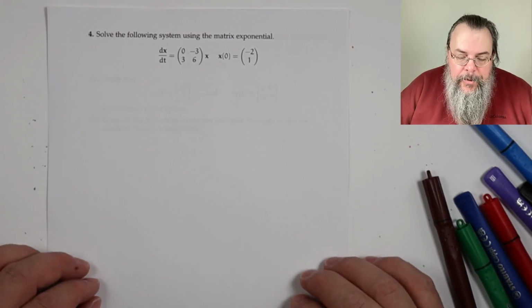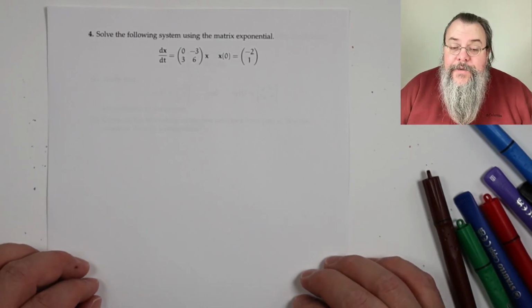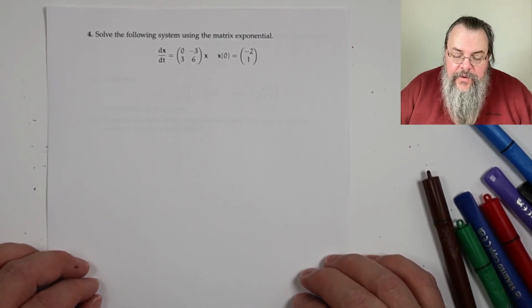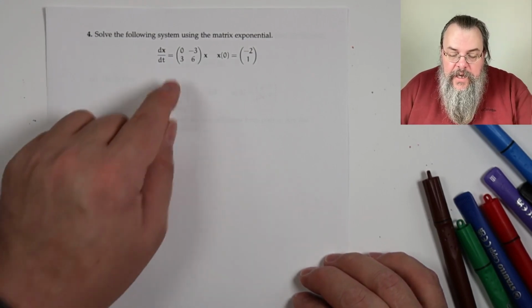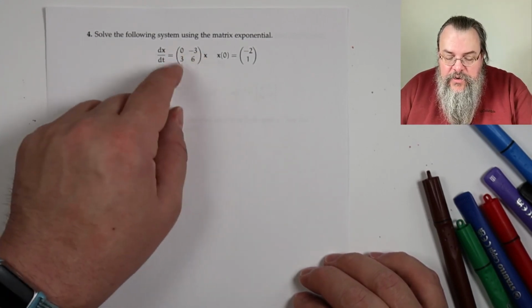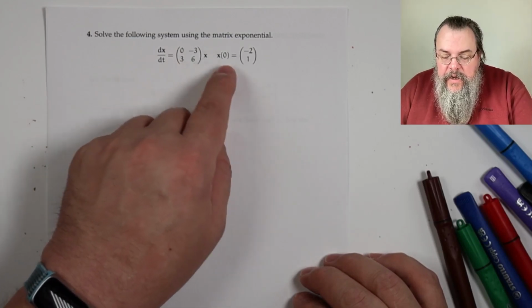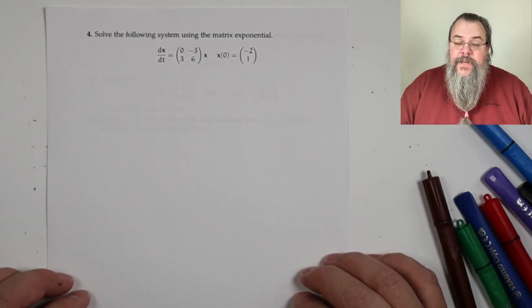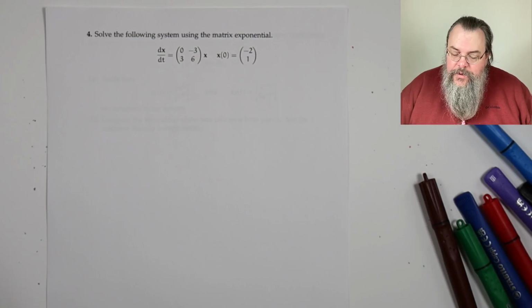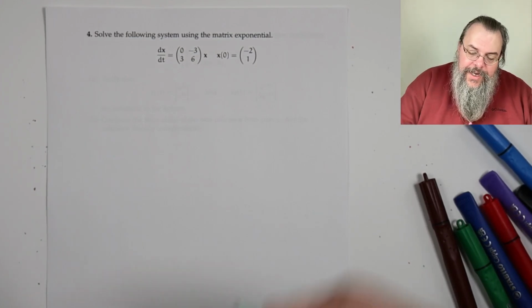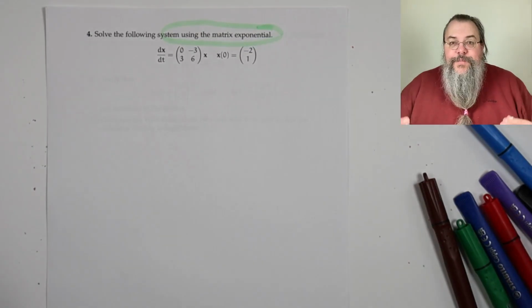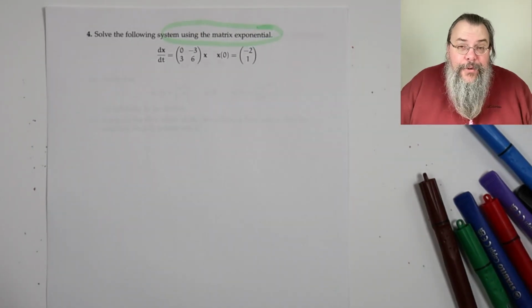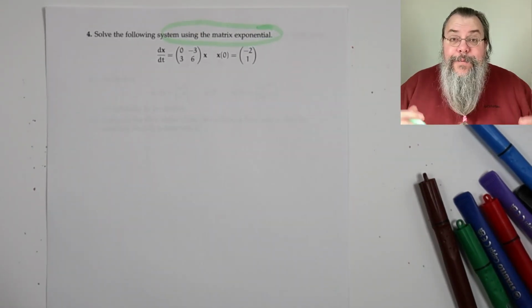Number 4. Solve the following system using the matrix exponential. Okay, so we have dx/dt is [0, -3; 3, 6] x, and x of 0 is [-2, 1]. So we know what we're going to need. We're going to need to use the matrix exponential. So if we solve in some other method, we're not going to get all the points. And we want to get them all.